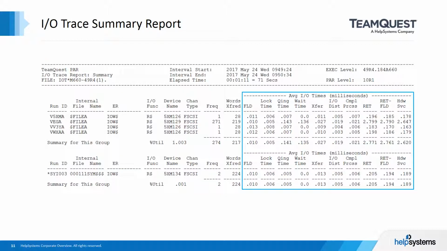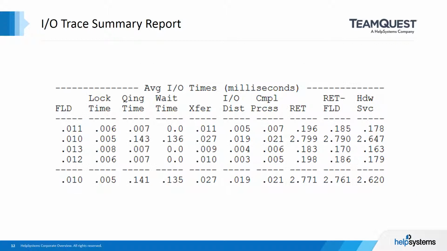And now we'll look at an example of the IOTRACE Summary Report generated by PAR. Here is a closer look at the IOTRACE Summary Report I/O times. PAR reports file lag delay, lag time, queuing time, wait time, transfer time, I/O distribution time, completion processing time, request existing time, response time, and hardware service time.